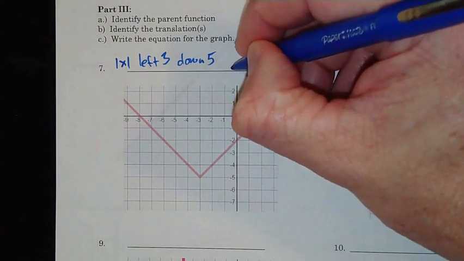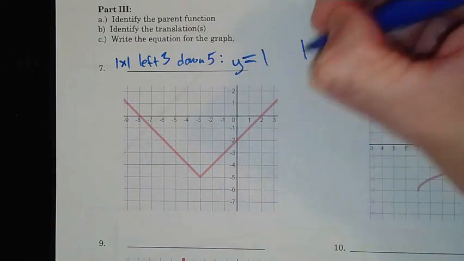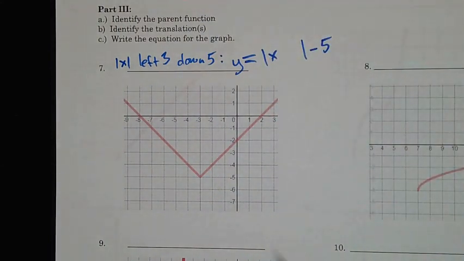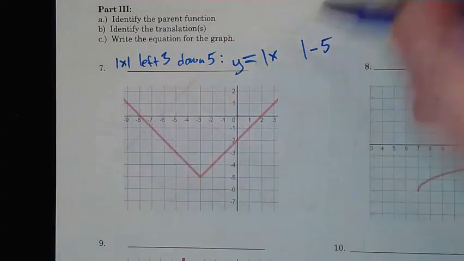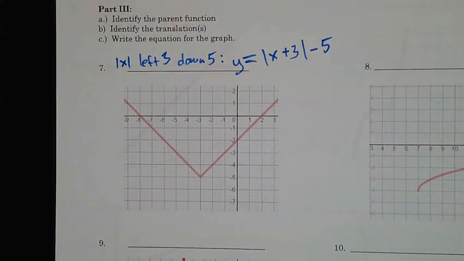My equation for this one will be y equals, of course, I've got the absolute value. The down 5 is going to be a -5. And then I'm replacing the x. To move it to the left by 3, I'll replace the x with an x plus 3. So there is the equation.